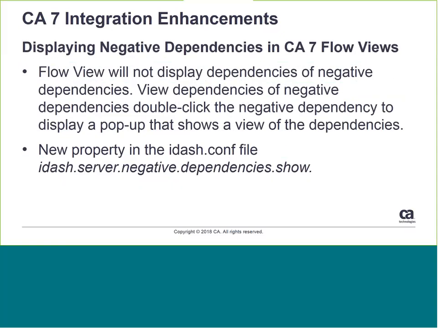Okay. We also allowed for the display of negative dependencies. They aren't obvious initially, but they're put in a folder. You can double click on that negative dependency, and a pop-up will show you what those dependencies are. And you can see that there's a line in the iDash config file that says you want to show those negative dependencies. So it is an option.